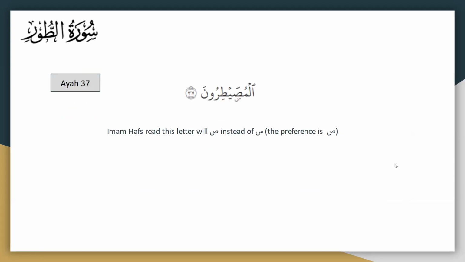We have Surat At-Tur, ayah number 37. This word, al-musaytiruna, can be read with the sad or with the sin, because we see the sad written on top. So Imam Hafs has given preference to the sad in pronunciation and not to the sin, even though it can be read with the sin as well.